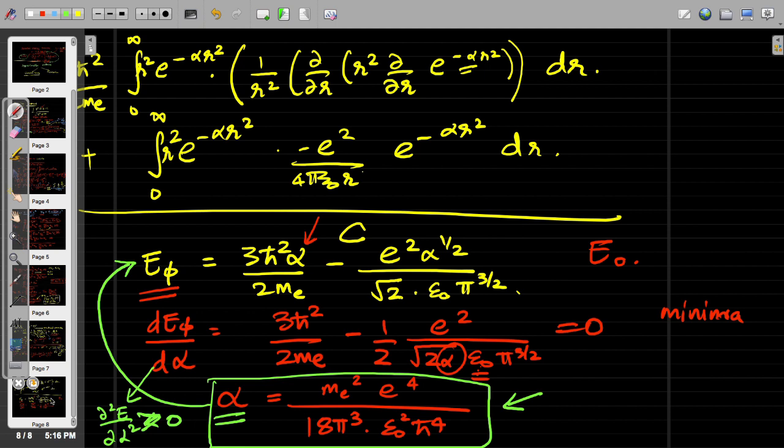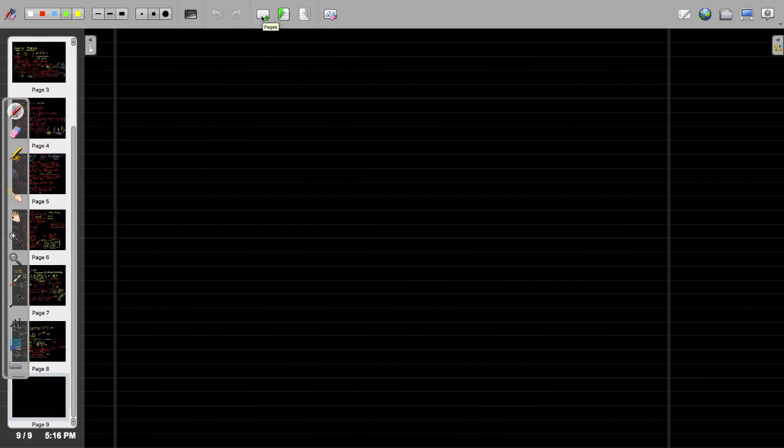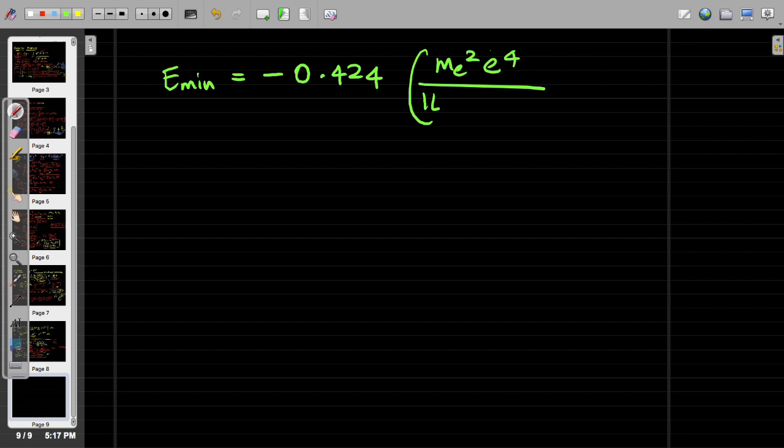So instead of doing all that, I'm going to write the answer directly. So E min will happen to be something of the sort of 0.424 times mu square e power 4. Once again I am writing mu square, although I ended up using me square, the whole divided by 16 pi square epsilon naught square times h cross square.